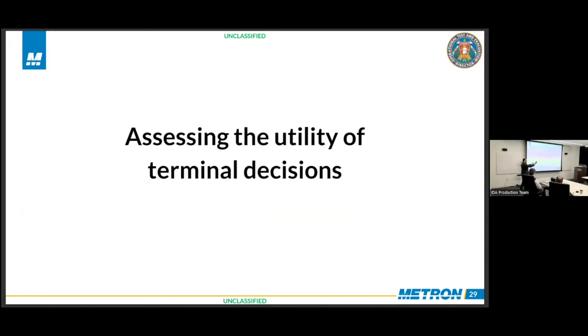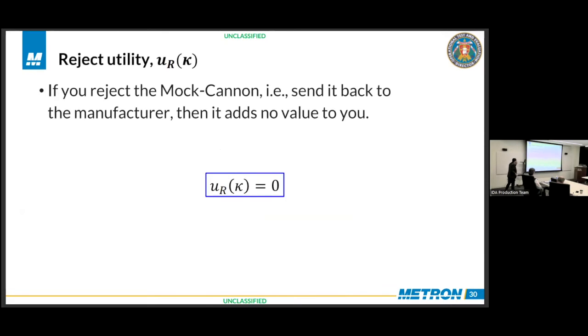So now that I've defined the state action outcome space, we now need to define the preferences of those outcomes and then the utilities associated with those outcomes. The reject utility, by far my favorite, it's the easiest one to think about. If you reject the Mach cannon, send it back to the manufacturer, it adds no value to you. The utility of a rejected system is 0. Okay.